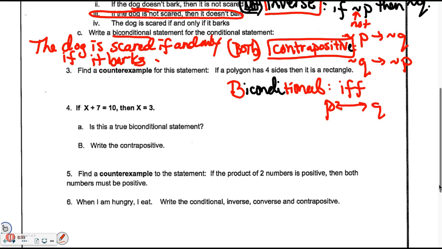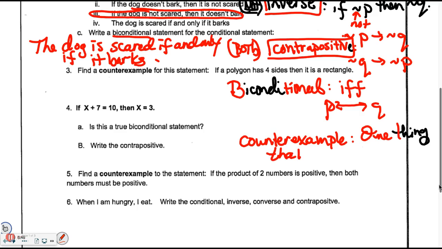So find a counterexample. Back to the note card. A counterexample is one thing that proves the statement false. Just one thing. So one thing that proves, and you can write the statement false. So you need to just find one thing.